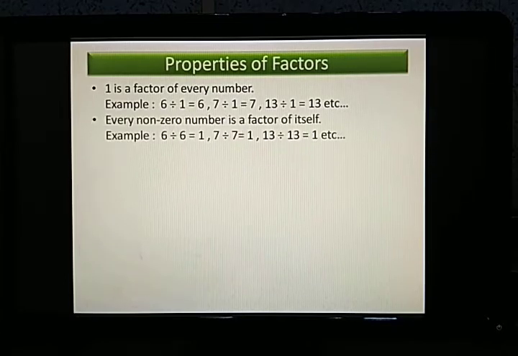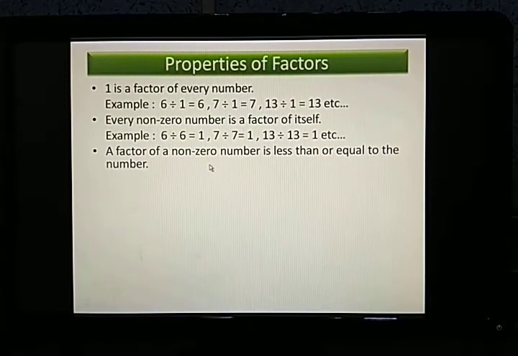Now next is, every non-zero number is a factor of itself. Yes, the number itself is the factor of itself. Say any number you take. Say here in the example we have taken 6. So for the number 6, 6 is itself a factor of it. 7, yes, 7 is also the factor of itself. 13 is also a factor of itself. So any non-zero number or positive number if you take, then it will be the factor of itself.